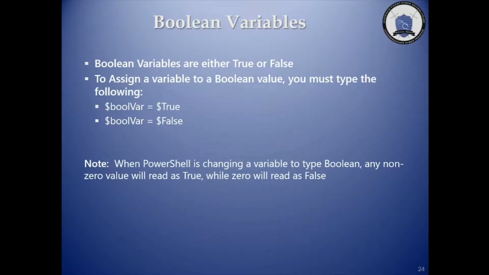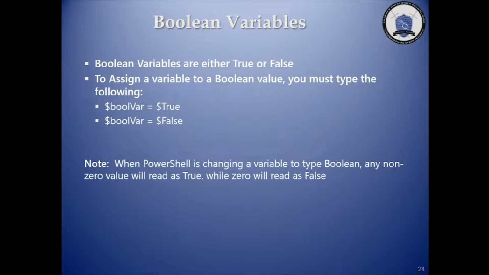Alright, so now I can talk about our first variable type. The first one is Boolean variables. Again, Boolean values are true or false. In order to assign a Boolean value, you must type whatever the variable name is, then your assignment operator, which is the equal sign, then either $true or $false. Make sure you don't forget the $ sign here, because if you do, then you will get an error.